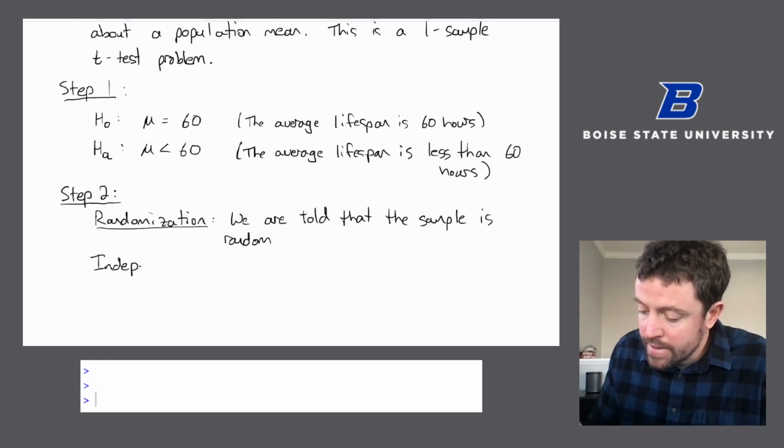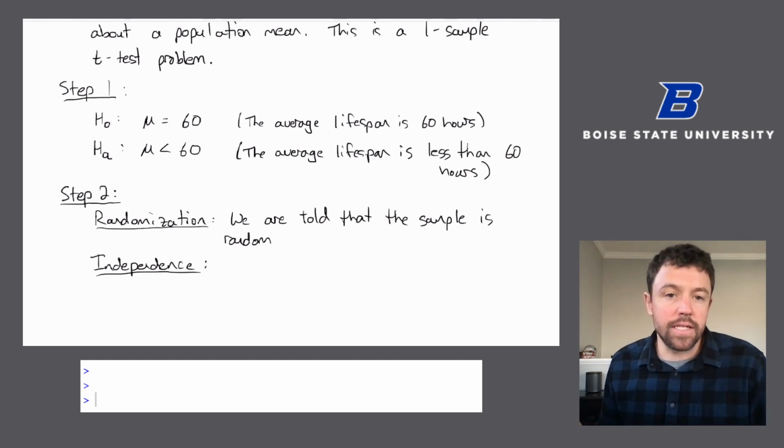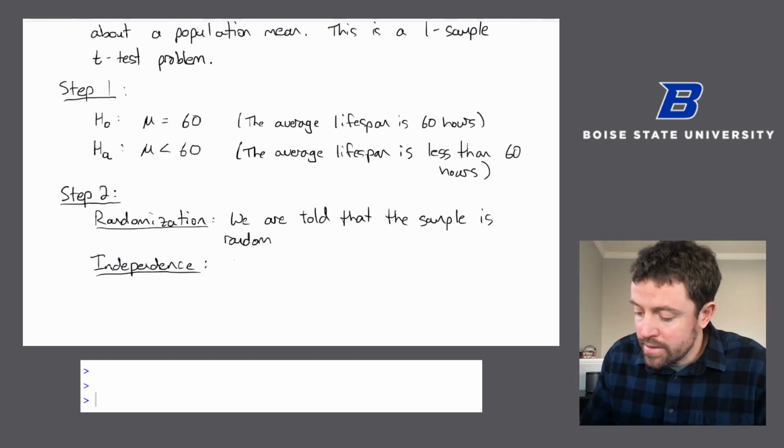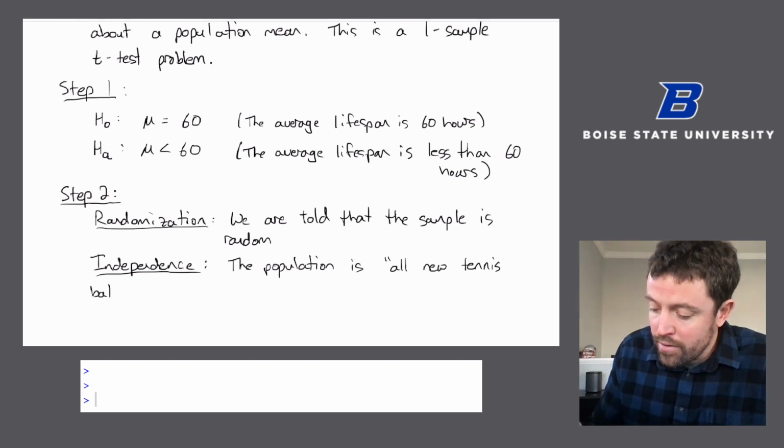My independence condition is that my sample size is at most 1/10 of my population, or we often state it as the population is at least 10 times the sample size. And so I always say what the population is in this condition. So the population is all of this new tennis ball ever produced by this company.